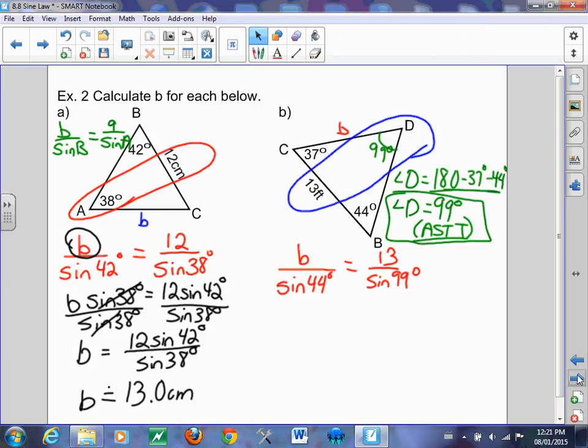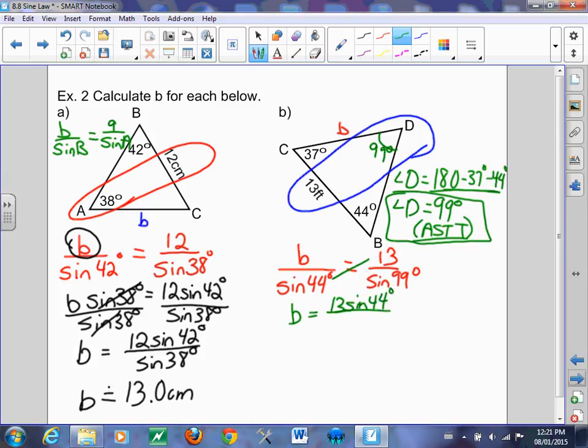Now I'm going to show you the short form. I'm going to do the opposite cross first. So B equals the opposite cross, which is 13 sine 44. And I'm going to divide it by what I would normally multiply it by, which is the sine of 99 degrees. Think about it: if you've got that bar across here, those are the multipliers, and you think of that kind of like a divides by line. You're going to divide by the term that we would normally multiply.